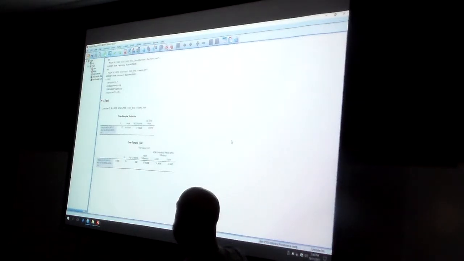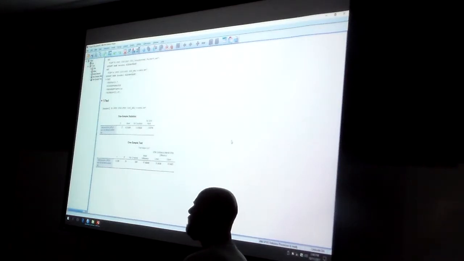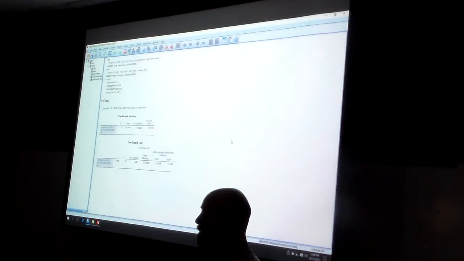Here's our mean difference, and then here is our confidence interval for the difference. In some of our examples, we've been calculating confidence intervals around the mean value. Here, SPSS is creating a confidence interval around the difference, okay? It's essentially the same thing.